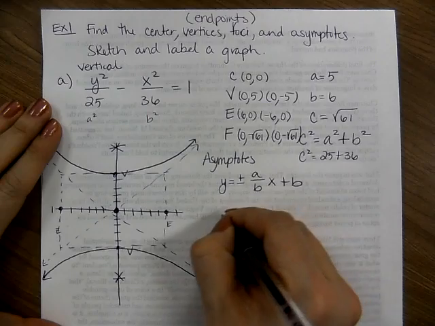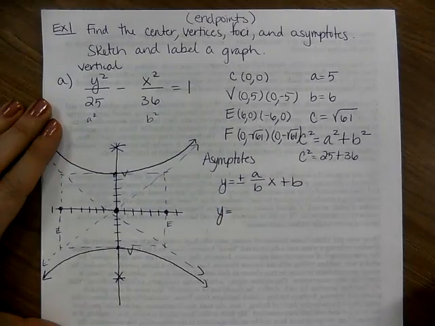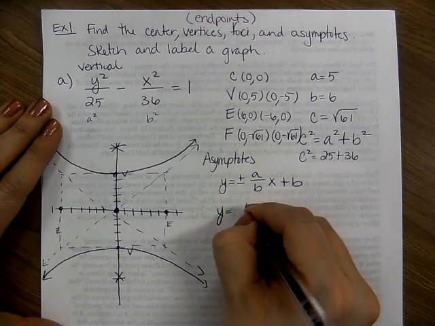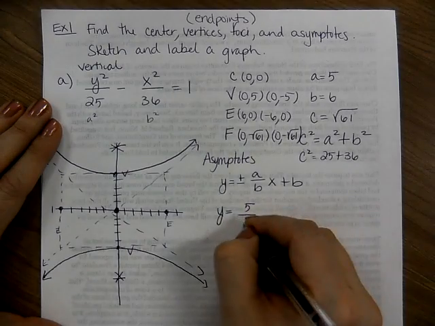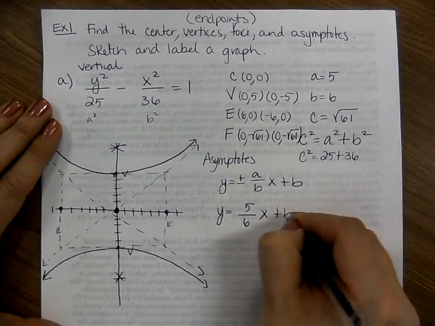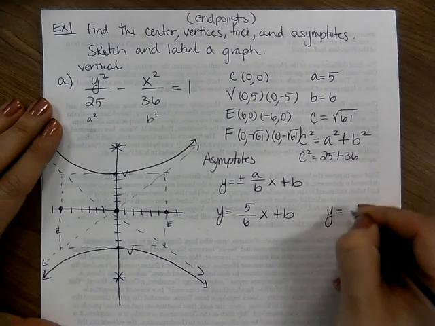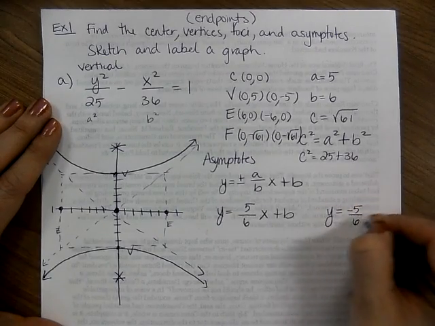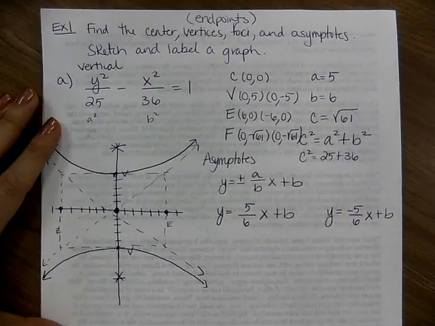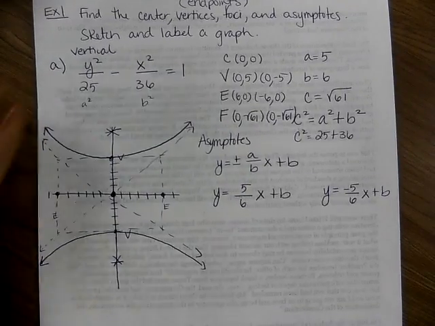Well, this is what you do. You plug in a and b. So what's a? 5. What's b? 6. And then we have x plus b. Then we're going to have a second one: y equals negative 5 over 6 x plus b. So this is how you start out.